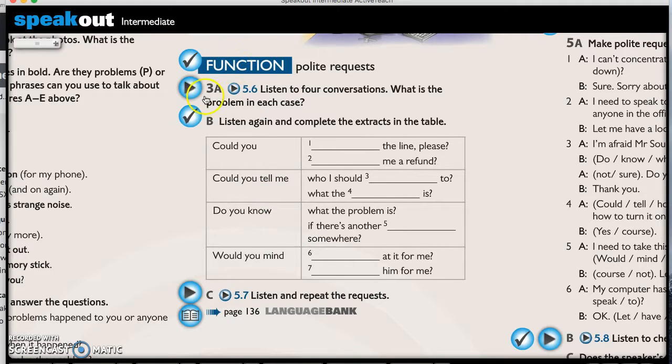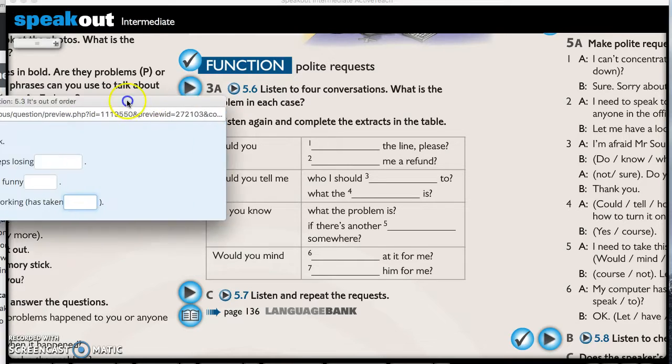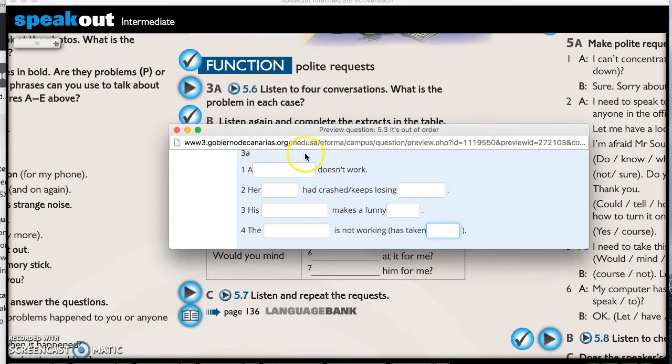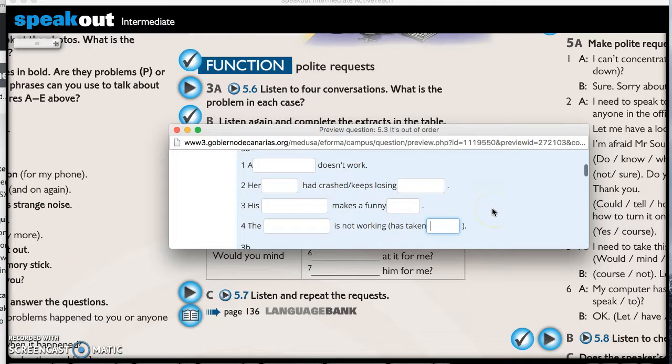You'll move to functions, polite requests, one of the functions that we want to see in this lesson. In activity 3A, it says listen to 4 conversations. What is the problem in each case? You will listen to the audio file by clicking here and then answer the questions that you find in activity 3A in the platform. In each gap, you will have to put 1 or 2 words here.